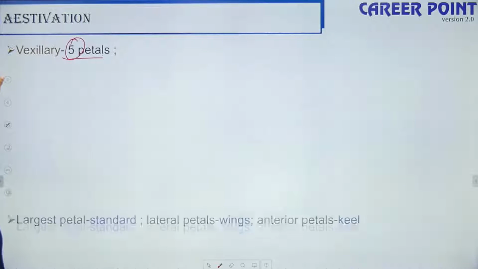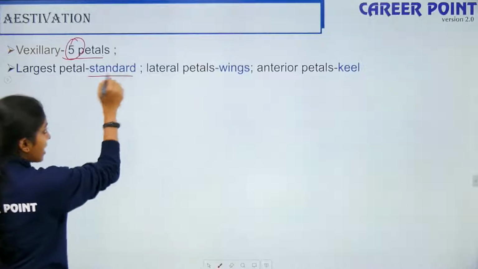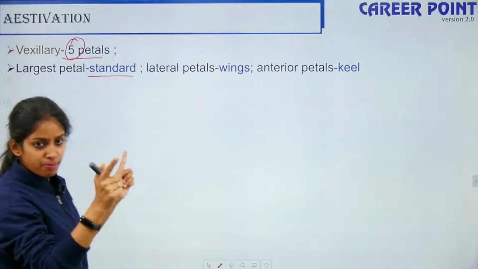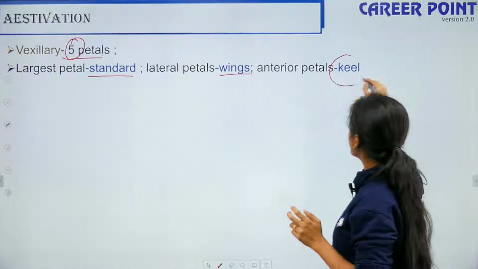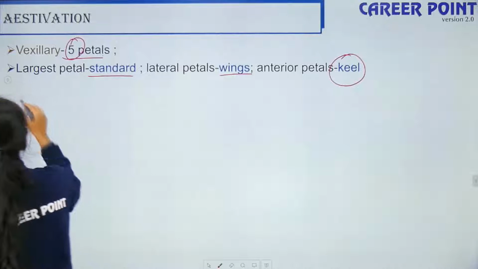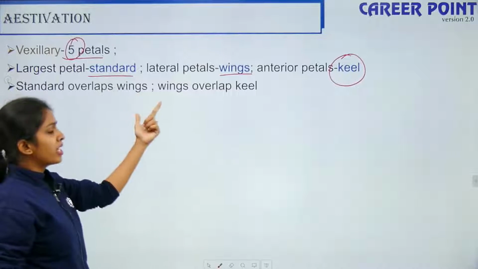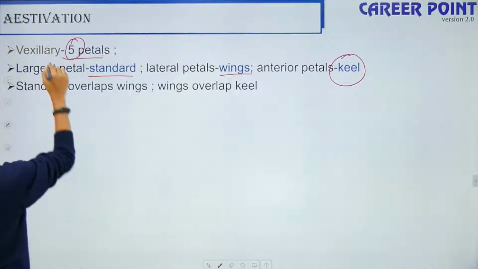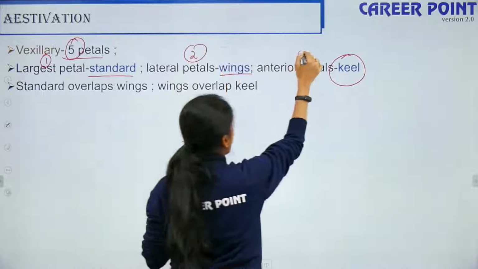So vexillary has 5 petals. It has one standard and large petal that is called the standard, and it has 2 lateral petals, that is the side petals, that is your wings. Then it has anterior petals, that is the keel. So the largest petal is the standard. So the standard overlaps the wings and the wings overlap the keel. So you have one standard, a pair of wings and a pair of keel.